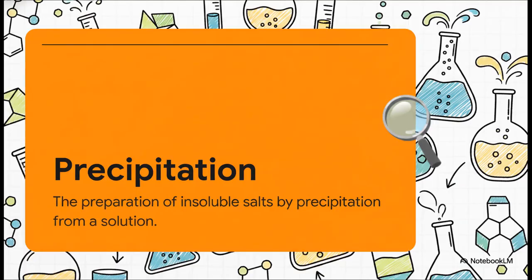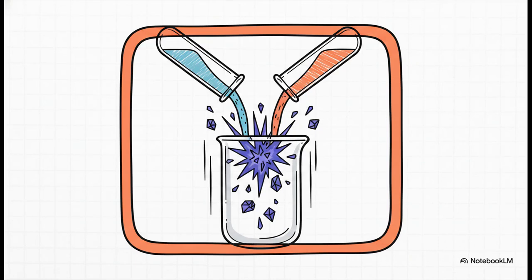So, when we actually want an insoluble salt, we trigger a rapid, spectacular chemical event known as precipitation. Mixing two soluble solutions forces our target ions to bond instantly, literally crashing out of the liquid as solid matter.